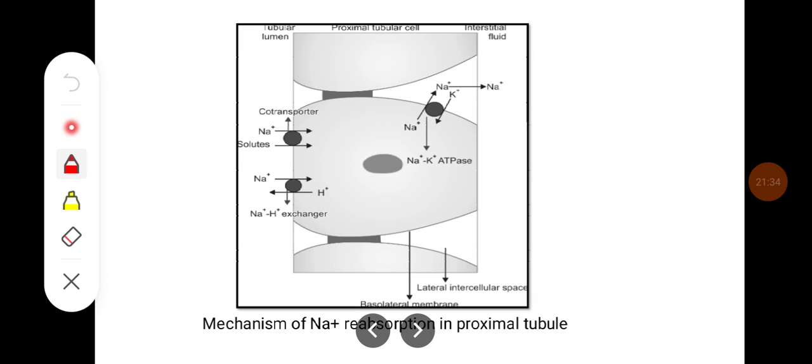So this is how the sodium is reabsorbed. It is mainly reabsorbed by secondary active transport, as the sodium potassium pump in the basolateral membrane creates the gradient for sodium, and the sodium can be transported by co-transport with other solutes, and it can be anti-transported with the hydrogen. So sometimes the sodium hydrogen exchanger can be an active pump, primary active pump.